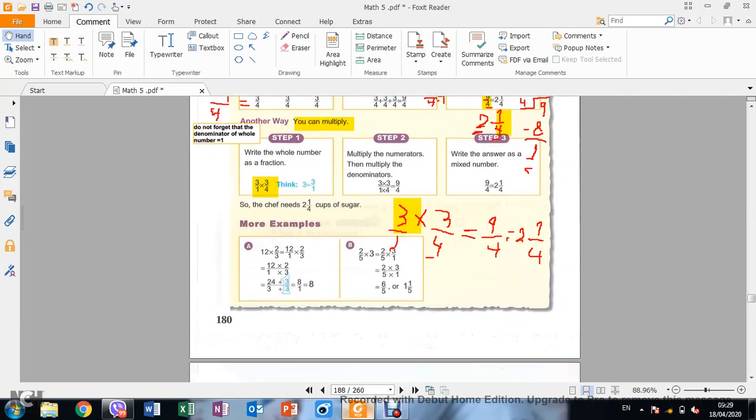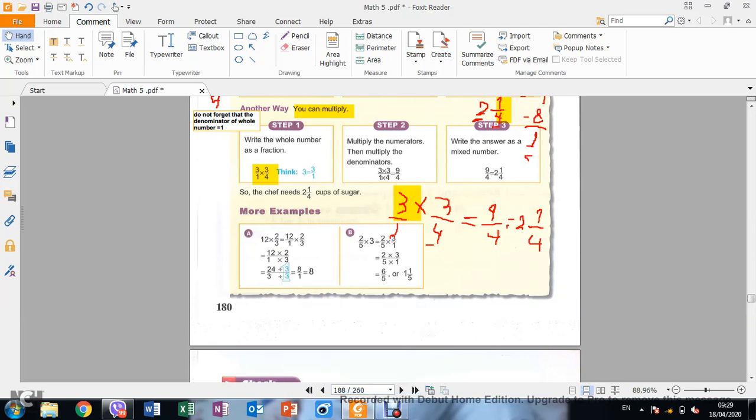More examples. Look, we have 12 times 2/3. At that time what do we need to do? We need to multiply this 12 by 2/3. The first thing you need to do is put down the denominator for 12, because for this whole number, you directly know the denominator of a whole number is 1. Look, it is 1. Okay, now second step, what do you need to do? Multiply the numerators.